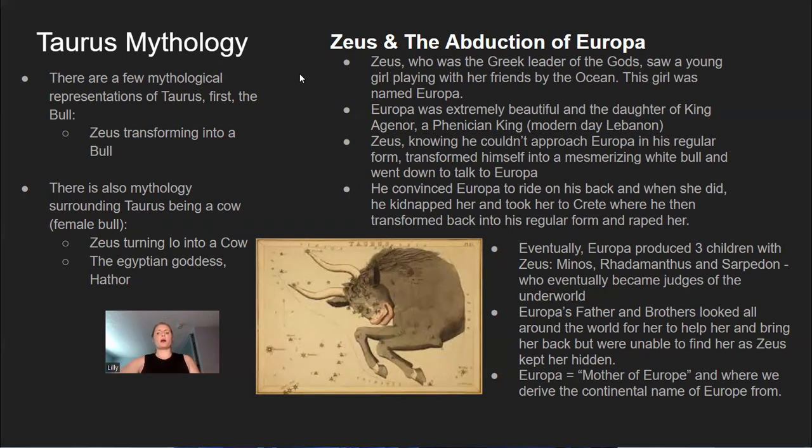He convinced Europa to ride on his back, and when she did, he kidnapped her. He's like, oh, you want to ride on my back? We'll just go for a ride quick. And then he's like, no, actually, I'm going to kidnap you and take you to Crete, which is what he did. And then he transformed back into his regular form and raped her. Not exactly sure how he was able to do that without killing her, but whatever.